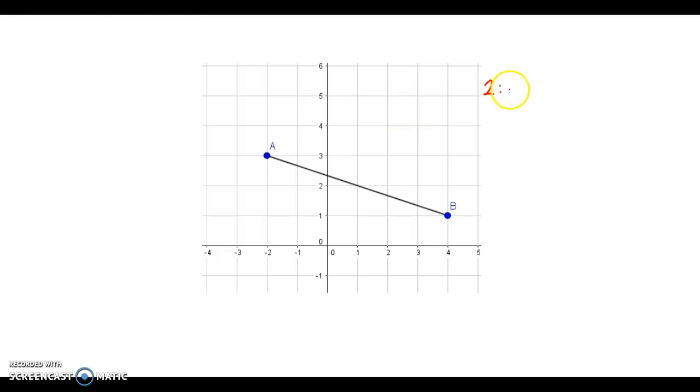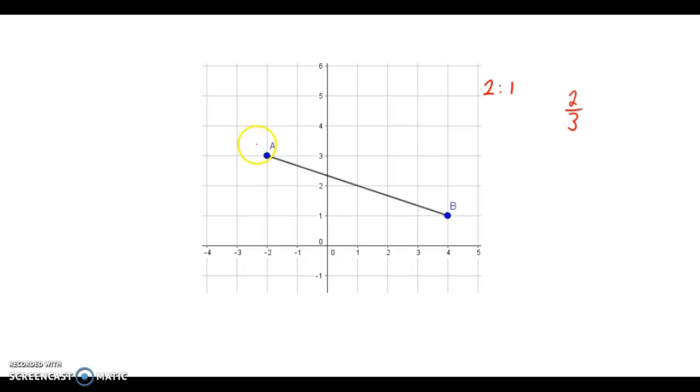Okay, if they want us to cut this segment into a 2-to-1 ratio, that means that there's 3 total parts. 2 on one side and 1 on the other side. So that segment is 2/3. One side is going to be 2/3 the length of the other side.